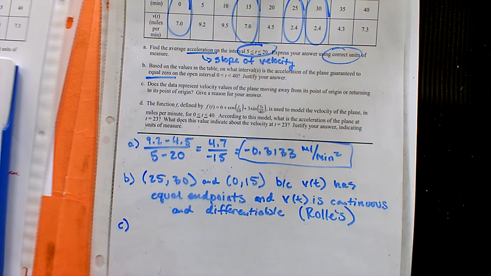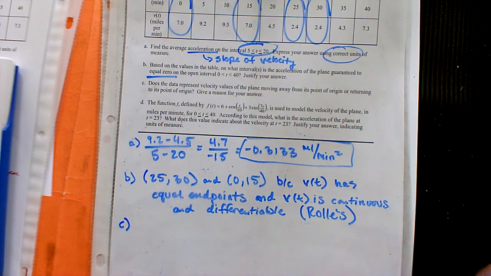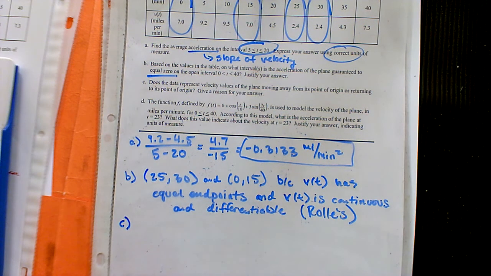All right, C. Does the data represent velocity values of a plane moving away from where it started or returning to where it started? Give a reason for your answer. So it's kind of asking us about its direction of movement. Is it moving away from where it started or back to where it started?